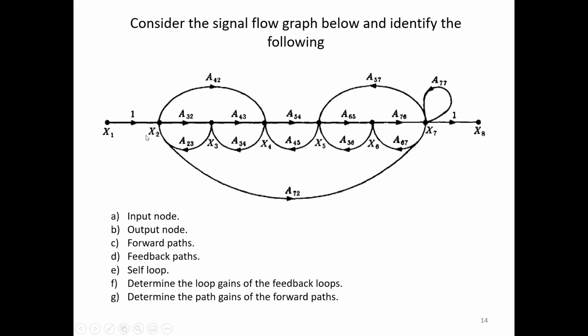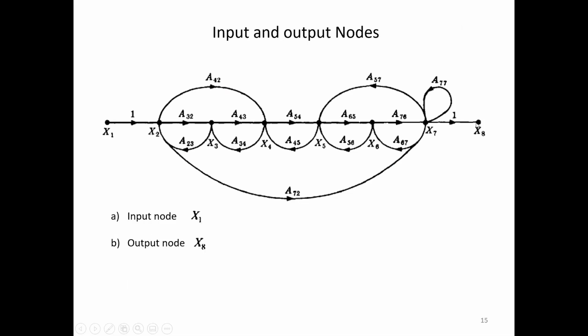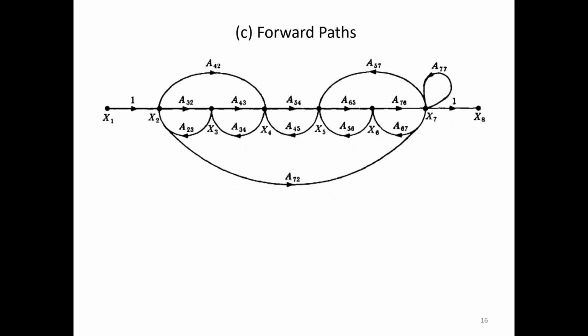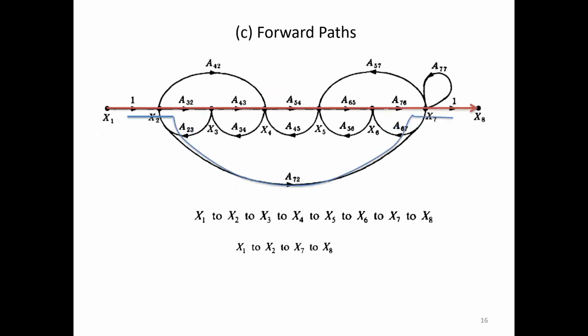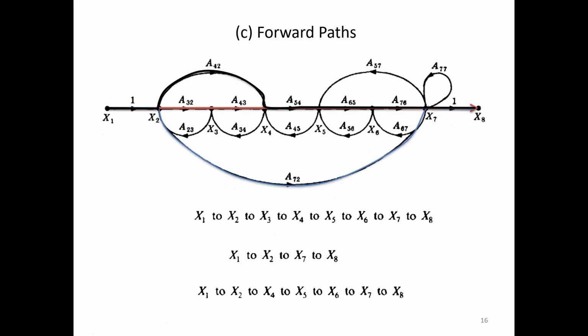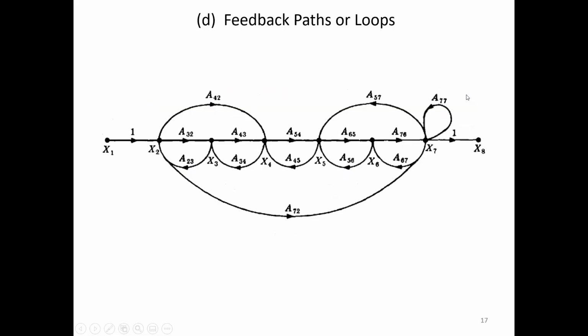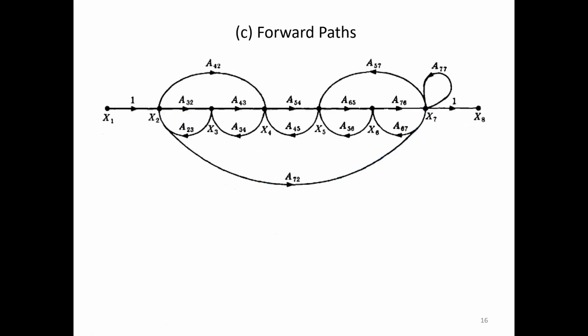So forward path: in how many ways can I reach from X1 to X8? One is the straight direct path, and another one is the A72 path. We can take it and reach it. So we have totally 2 forward paths. Okay, sorry, I have missed the third forward path here. So one more path we have, that is the third forward path.